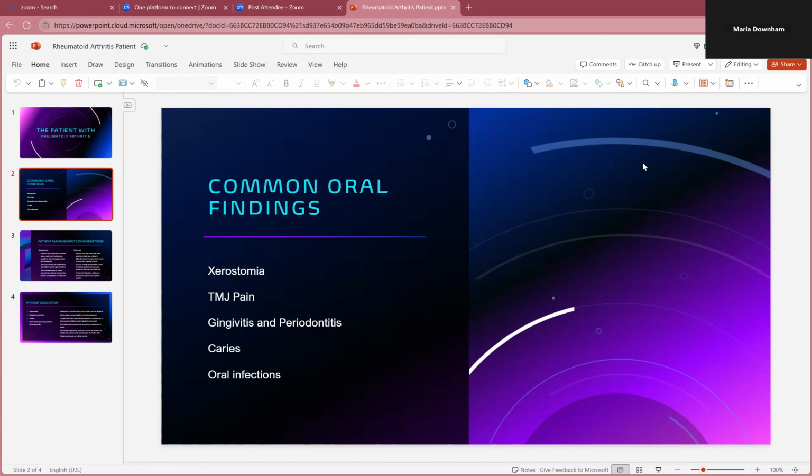So, the common oral findings that you will most likely see in a patient with rheumatoid arthritis include xerostomia, which is dry mouth, and that can lead to caries. TMJ pain is also very common because of the joint there, they have a hard time opening and closing. Gingivitis and periodontitis, caries, and oral infections.